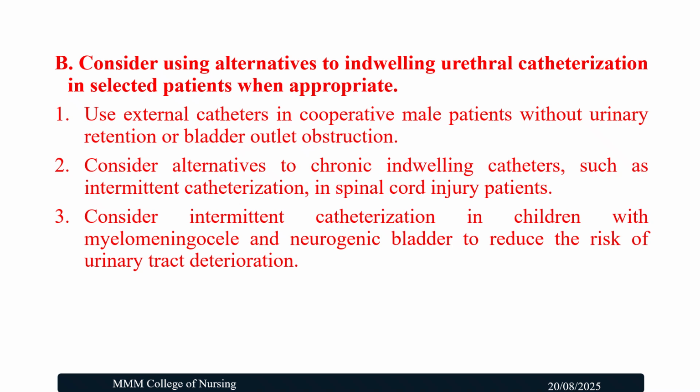Then consider using alternatives to indwelling urethral catheterization in selected patients when appropriate. Here, use an external catheter in cooperative male patients without urinary retention or bladder outlet obstruction. Then consider alternatives to a chronic indwelling catheter, such as intermittent catheterization in spinal cord injury patients. Then consider intermittent catheterization in children with myelomeningocele and neurogenic bladder to reduce the risk of urinary tract deterioration.